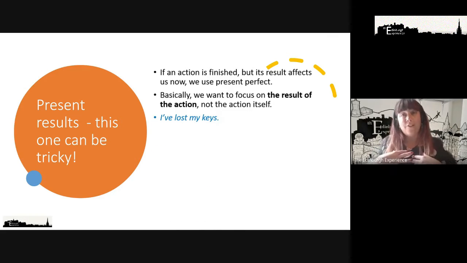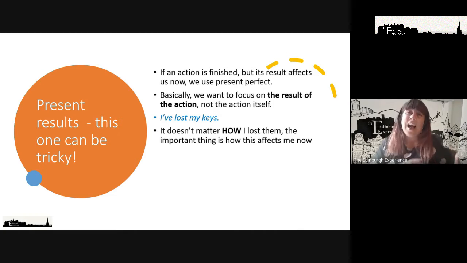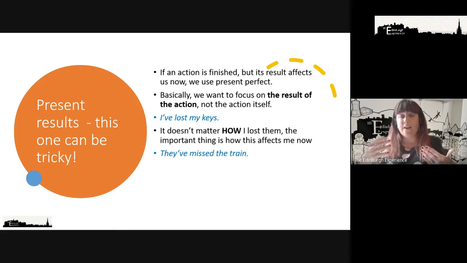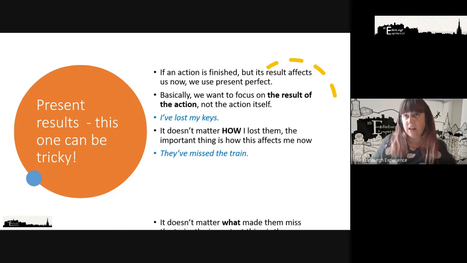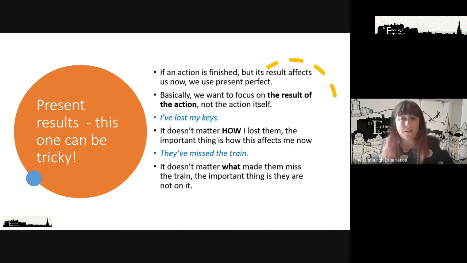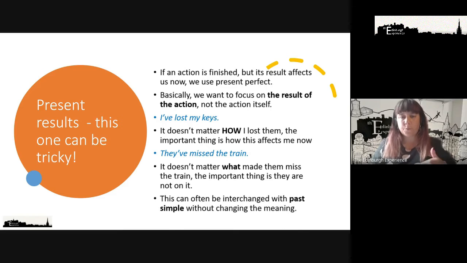For example, if I say I've lost my keys, it doesn't matter how I lost my keys. The important thing is that now it's affecting me. Yeah, and that's what I want to focus on. If I say they've missed the train, it doesn't matter what made them miss the train. The important thing is that now they aren't on the train, and that's what we're focusing on.